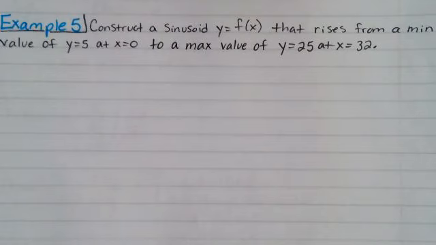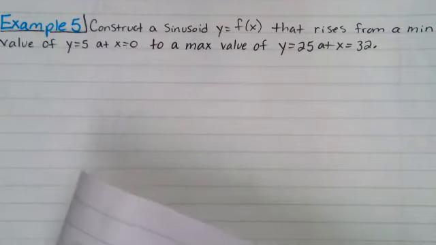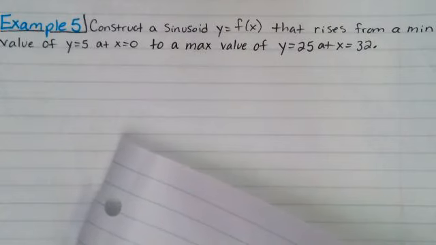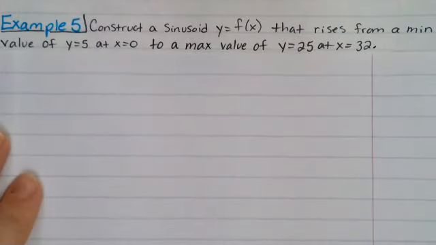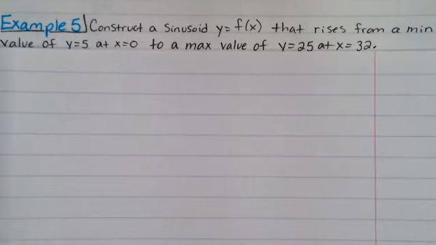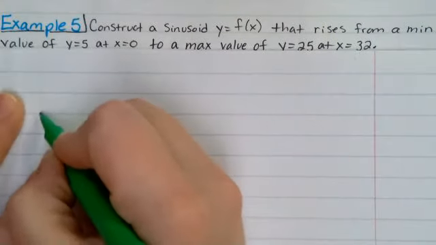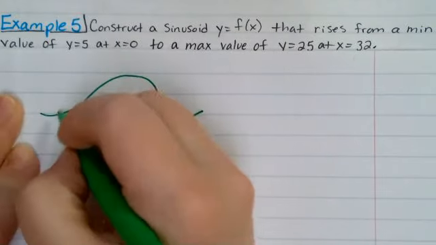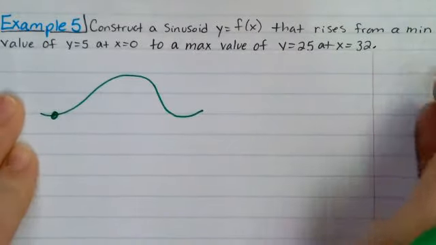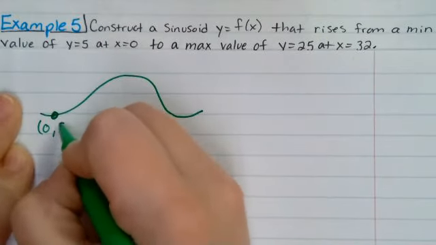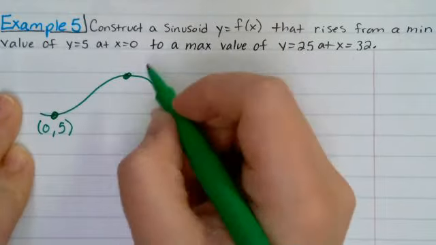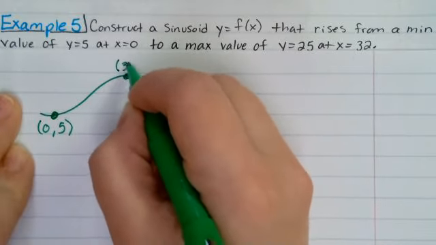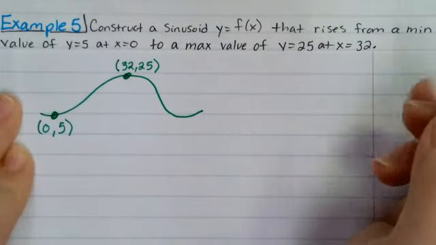Anyways, let's go to one more question. We have here example 5, which says construct a sinusoid y equals f of x that rises from a minimum value of y equals 5 at x equals 0 to a max of y equals 25 at x equals 32. So what you can do to start this is draw a picture, if you're the picture type of person. If I did that, they said we've got a minimum here, so this point would be 0, 5. Then it goes up to a maximum, and this would be the point 32, 25. We're supposed to write an equation to model this.